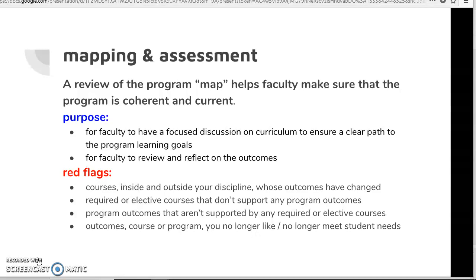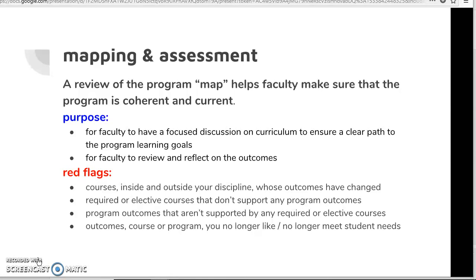Why is it useful for assessment? Well, when you're looking at your program, your degree or certificate, thinking about which outcomes support which program outcomes helps us make sure that the program is coherent and current. So the goal is really for faculty to have a focused discussion on curriculum to ensure a clear path to the program learning goals. It's in the spirit of guided pathways. For faculty also to review and reflect on the outcomes.